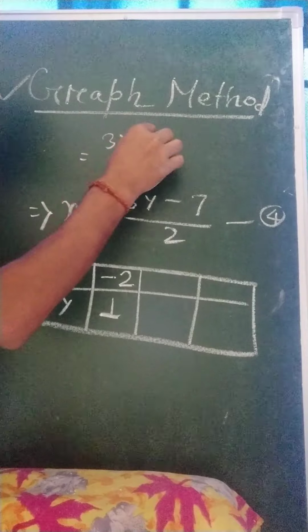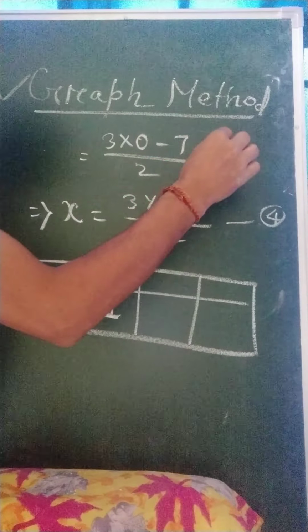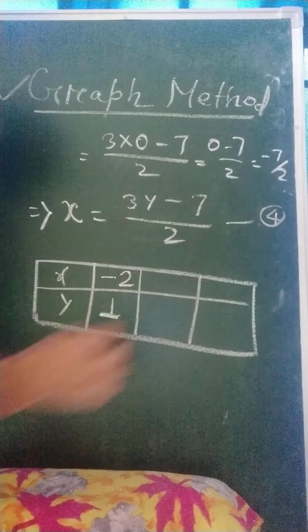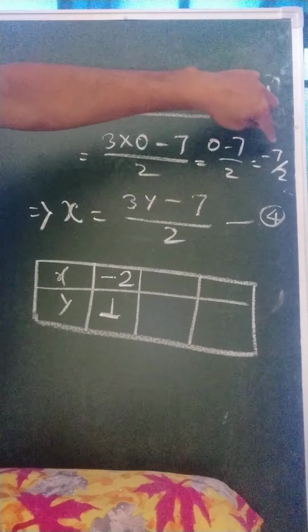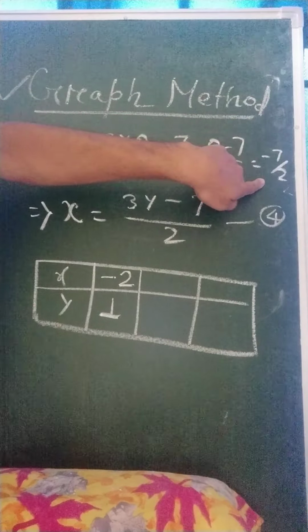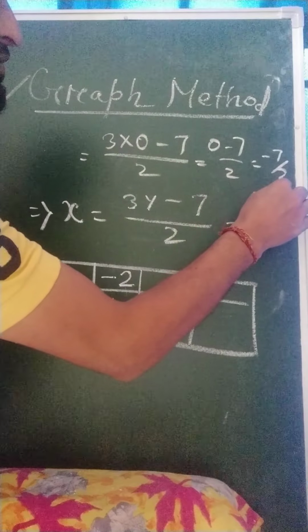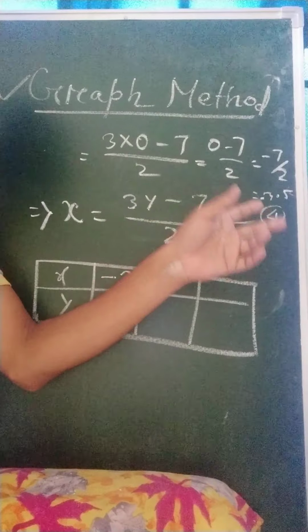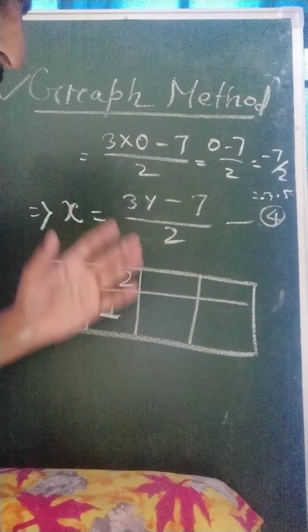3 multiplied by 0 minus 7 divided by 2. It is 0 minus 7 divided by 2, minus 7 by 2. Look at here, student. It is minus 7 by 2. In this case, what will happen? The number will be minus 3.5. Minus 3.5 means that it is a negative number, and the negative number can also be plotted in the graph.